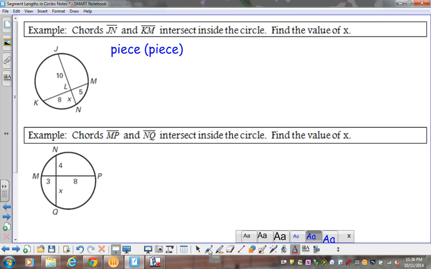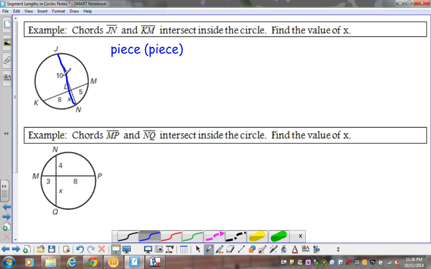So let's take the first one. Let's do this in blue. Let's take the first chord, which is JN. The two pieces of JN are 10 and X. So it's going to be 10 times X equals the two pieces of my other chord, chord KM, which are 8 times 5. So piece times piece equals piece times piece.